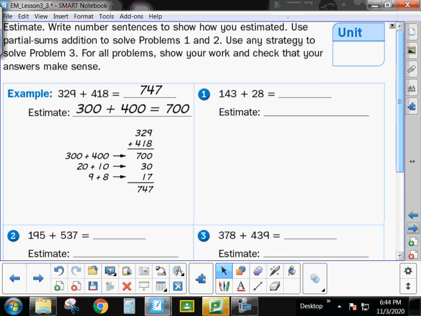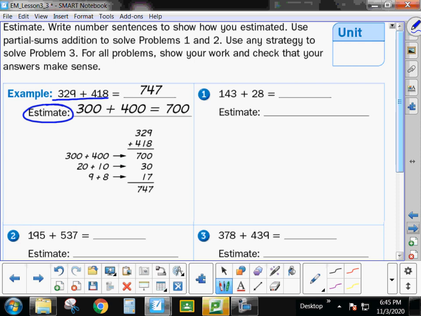Okay, now looking at the sample, they have an example here for you, and they took the 329 plus 418. And boys and girls, look what they did first. First, they did an estimate. We're going to get into the habit of making an estimate before we add. That way, once we add, we can see if our answer makes sense.